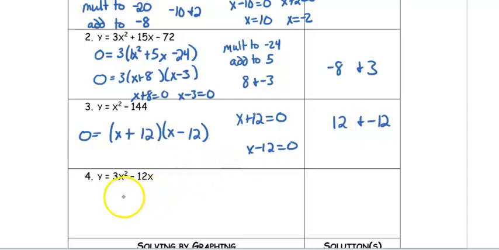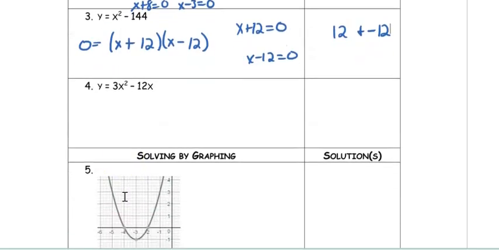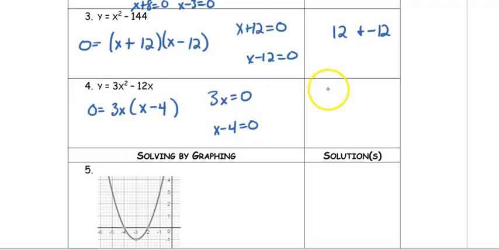All right, on number 4, that is a binomial, 2 terms. It looks to me like there's a GCF. So let's pull out a 3x. So it's like you're undistributing a 3x. That would leave x minus 4. So that is factored. You set 3x equal to 0 and x minus 4 equal to 0. So when you divide by 3, you get 0. And when you add the 4, you get x equals 4. And those are your two solutions.